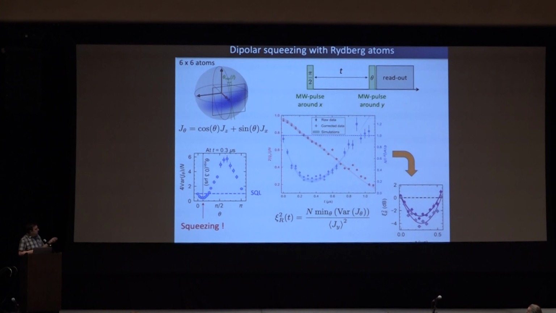And from these two curves, which are the length of the magnetization basically, and the variance of the magnetization, you can infer this squeezing parameter, and then you see that you can measure values like 3.5 dB below the standard quantum limit.